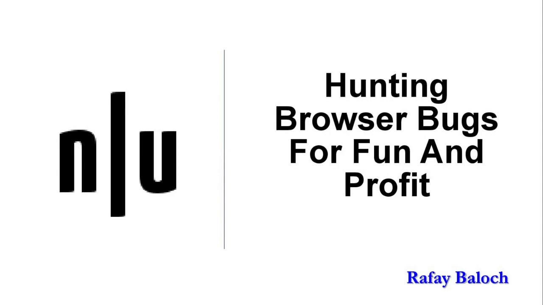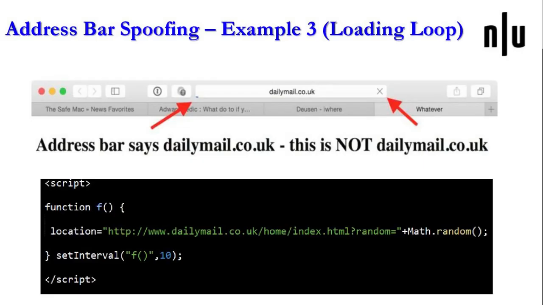Yeah, this POC is very simple. As you can see, the address bar says it's dailymail.co.uk, but this is not actually dailymail.co.uk. What happens is that this JavaScript, when it loads in mail.com, sets the URL to the location property, and then sets an interval function that asks it to reload. It basically updates the location every 10 milliseconds.